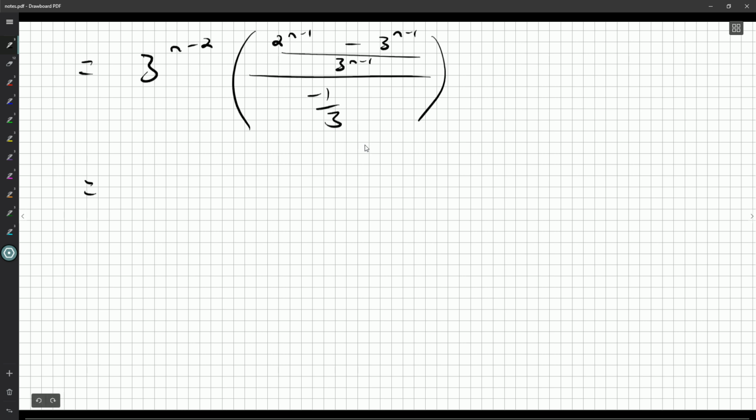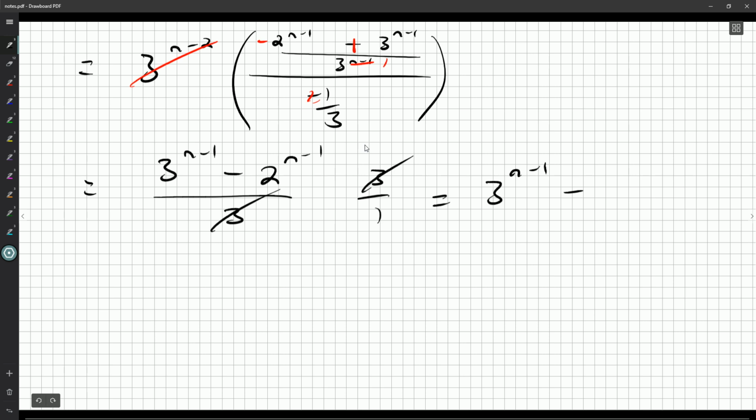And then, what shall we have? 3 to the n minus 2 here. Well, I guess this can cancel out with almost all of this. And then the minus 1 is going to allow me to flip the signs. So I'll have 3 to the n minus 1 minus 2 to the n minus 1 divided by 3, and then to divide by 1/3 you invert and multiply, so the final 3's will cancel. 3 to the n minus 1 minus 2 to the n minus 1. So that is a very, very nice looking formula.